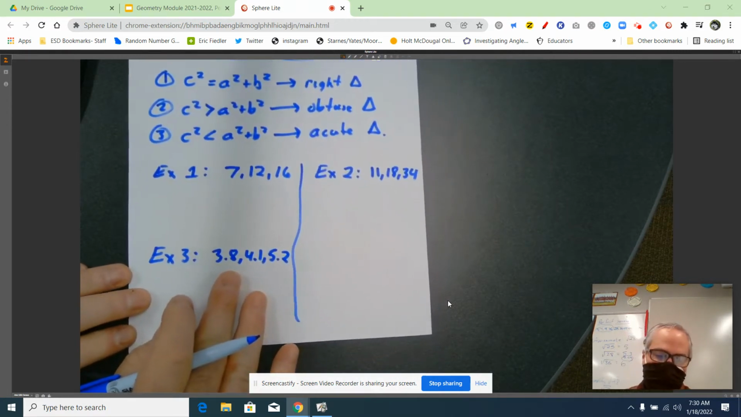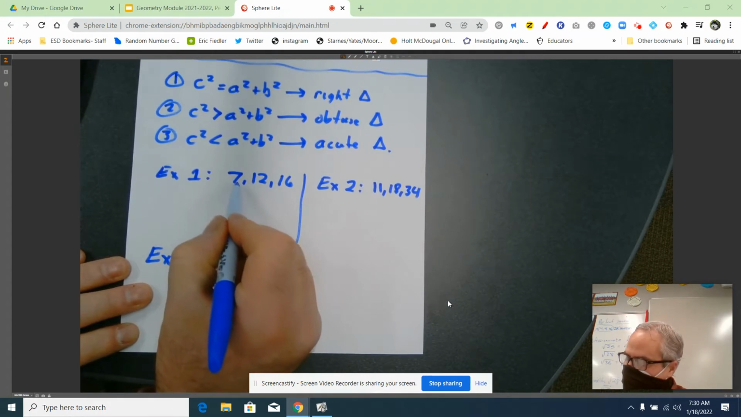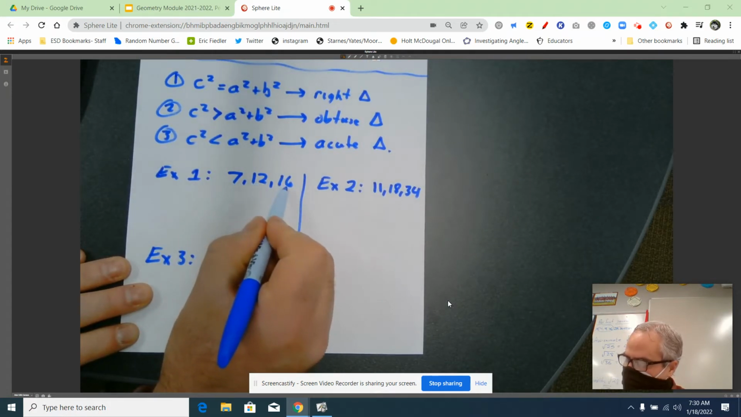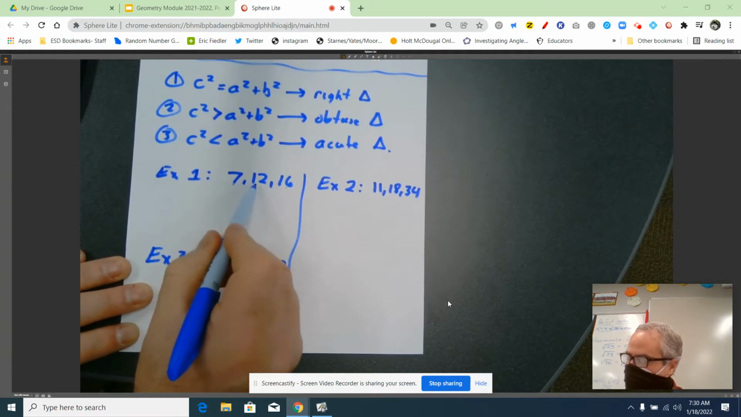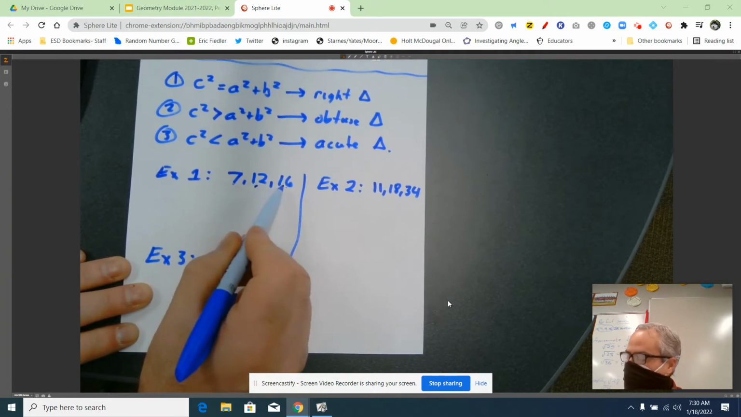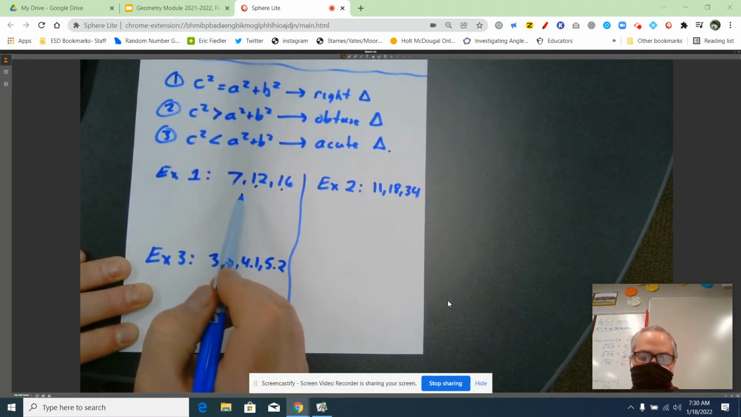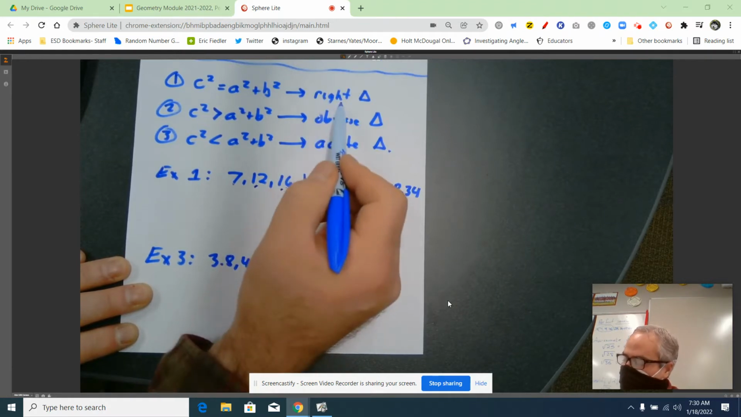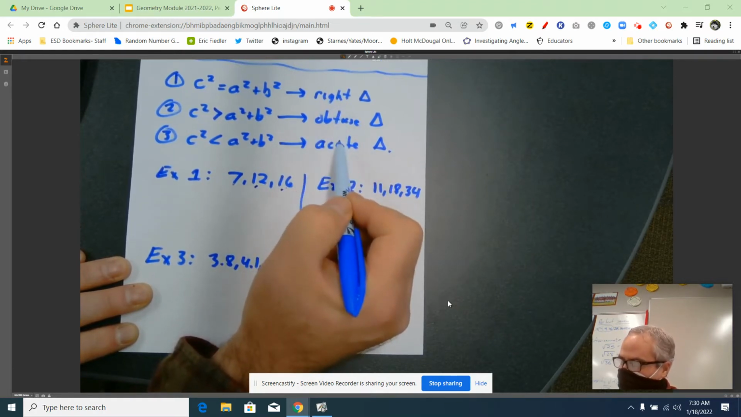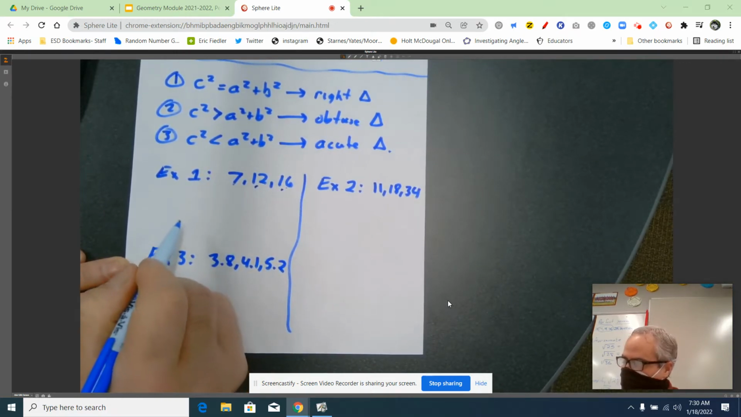So here's three examples I want to show you guys really quickly. Three potential sides of a triangle are 7, 12, and 16. Take the two small sides, add them together. 7 plus 12 is 19. 19 is bigger than 16. Therefore, it is a triangle. The triangle inequality is true. Next, let's check to see if it's a right, obtuse, or acute triangle. But the first thing is I have to check to see if it's a triangle first. So we're on to step number 2.